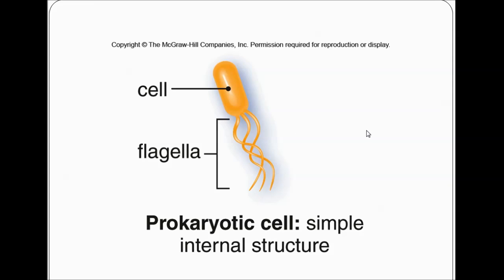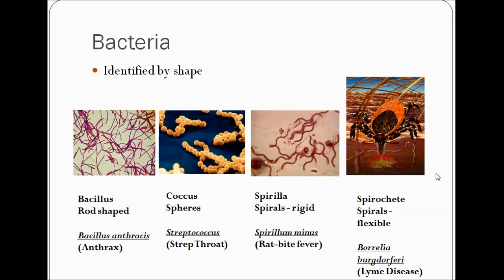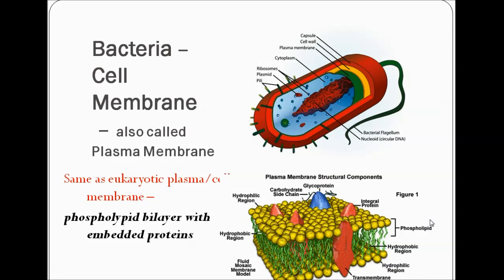We'll spend a whole lot more time looking at the structure of the eukaryotes. So generally what we're familiar with are the bacteria. We identify them by shape. I put this in just simply because it was interesting. Here's anthrax, strep throat, which you're all familiar with, I'm sure, rat bite fever, and Lyme disease are these various shapes of bacteria that we can identify.